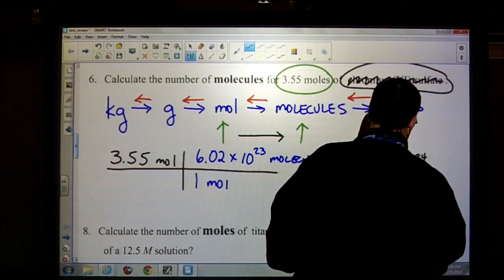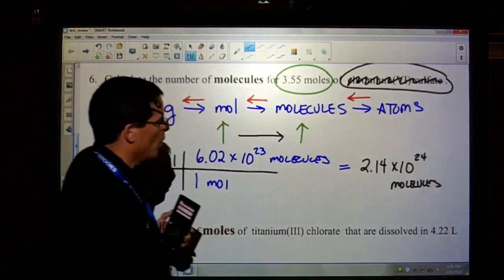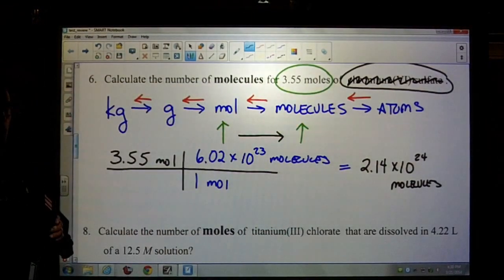And again, that is molecules. Okay, so 2.14 times 10 to the 24 molecules.